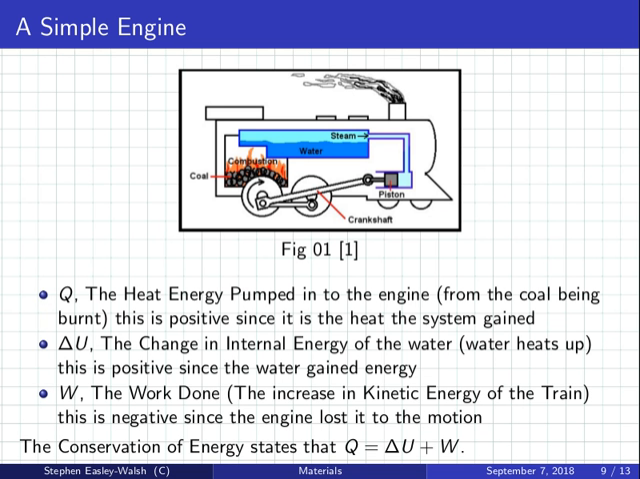What you could write down is just the last line. Just the last line. The conservation of energy states that Q equals U plus W. Or to be more precise, the change in U plus W, the extra increase in internal energy plus the work done.